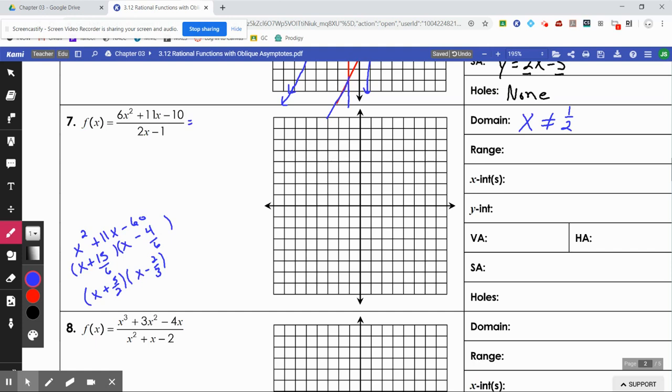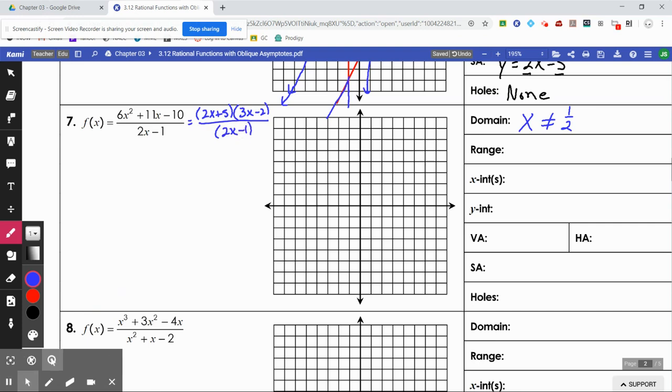Let's see, bring the tops back up: 2x plus 5 and 3x minus 2. And the bottom is still, again, 2x minus 1. So there's your factored form. Since that 2x minus 1 on bottom is not a factor of top and bottom, that's going to be a vertical asymptote. So at x equals 1/2, you have a vertical asymptote.